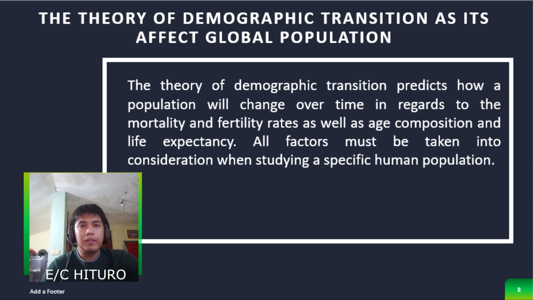So the theory of demographic transition affects global population. The theory of demographic transition predicts how a population will change over time in regards to mortality rates and fertility rates, as well as age composition and life expectancy. All these factors must be taken into consideration when studying specific human population growth. Demographic transition also posits that with the improvement in health, mortality rates start to drop faster than fertility rates. This results in short-lived increases in family size due to the lag between mortality and fertility. Population will increase, and the sheer number of individuals in the country increases.